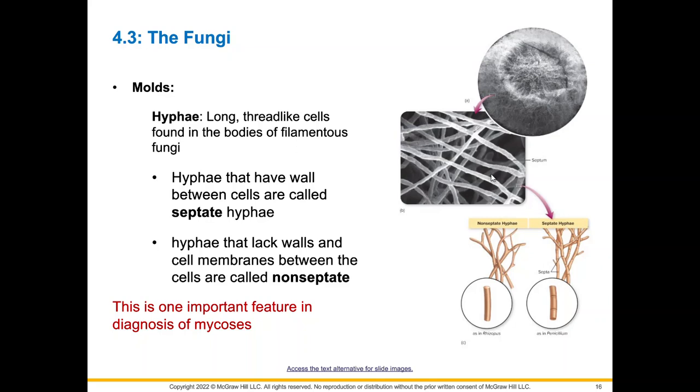On the other hand, septate hyphae will have a septum or a division in between cells, and that's of interest because it is an important feature of diagnosis in a mycosis, for identification purposes. So again, molds, if we look at them really, really up close, are made up of these filamentous cells called hyphae, which can be septate or non-septate, and that is an important feature to determine what mold you have.